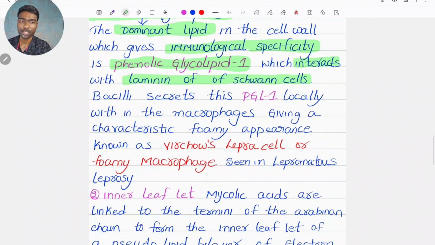This bacilli also secretes this phenolic glycolipid 1 locally within the macrophages, giving it a characteristic foamy appearance. This foamy appearance macrophage is known as Virchow's lepra cell or foamy macrophage, mainly seen in lepromatous leprosy patients, having more number of bacilli inside the macrophage, producing more amounts of phenolic glycolipid 1, giving it ultimately a foamy appearance.